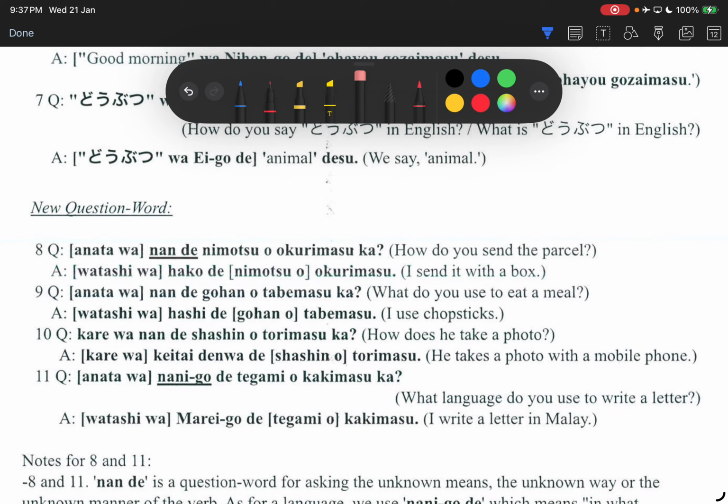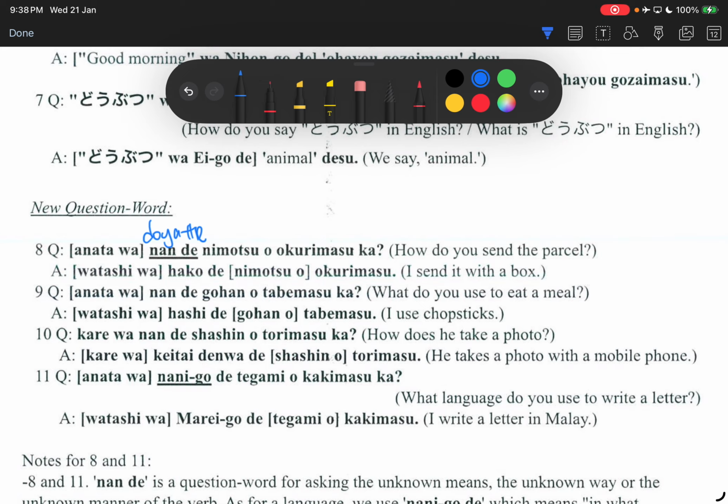So the better one will be doyatte. Right? So instead of saying with what you send the parcel, you will say how you send the parcel. So どうやって荷物を送りますか? Right? So どうやって will be the better one over here. So どうやって荷物を送りますか?